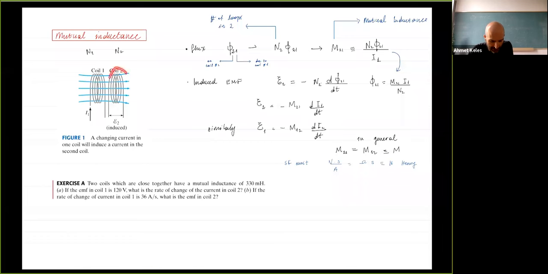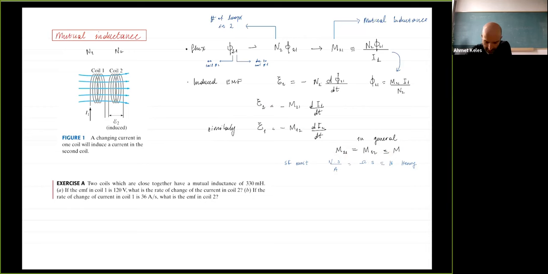We could play the same game by passing a current through the second coil and measuring the EMF in the first one. In this case, you just replace every one with two. That means the induced EMF in the first coil is going to be minus the mutual inductance of one due to two times di2 dt. Everywhere you see 2 it goes to 1, and 1 goes to 2. That's an easy equation. In general, we'll see how to calculate this. The mutual inductance of coil 2 due to 1 is equal to the mutual inductance of coil 1 due to 2, and we will show them with just M without any subscripts.